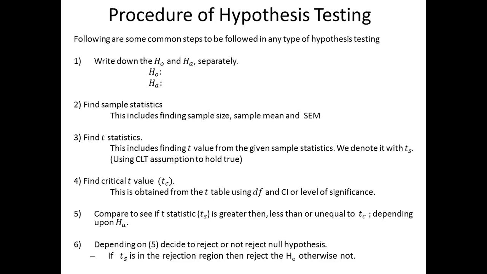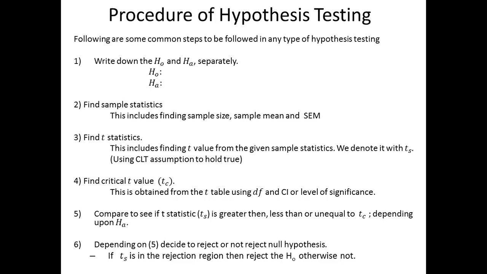The second step is to find the sample statistics. For the sample that we are given, we should know its basic parameters, like its sample size, its mean value, its standard deviation, variance, and definitely then its SEM, or the standard error of the mean. The third step is finding the t statistic. This includes finding the t value from the given sample statistics.